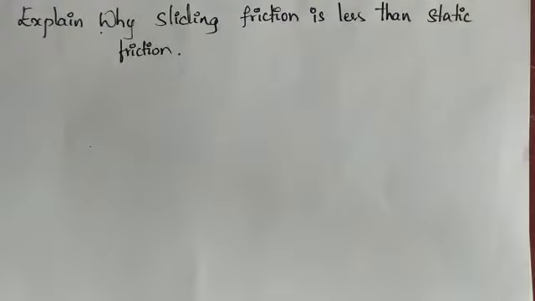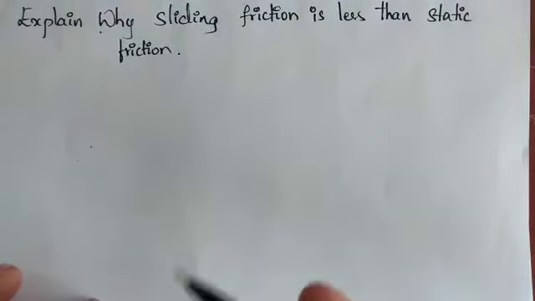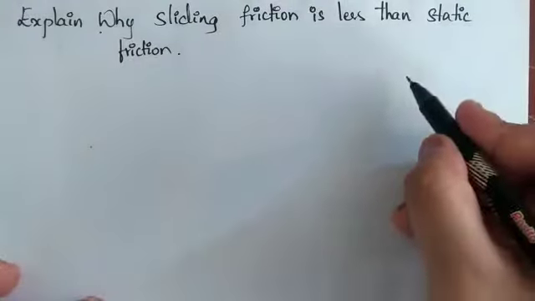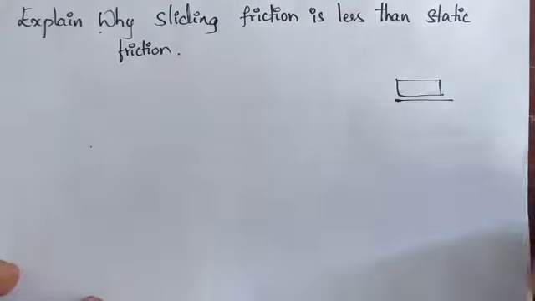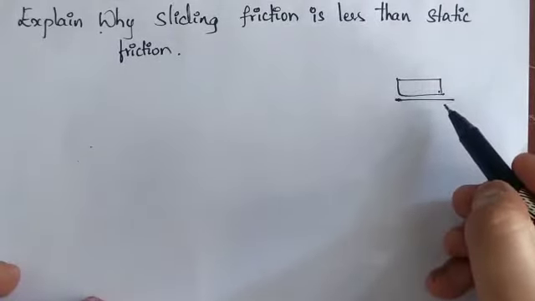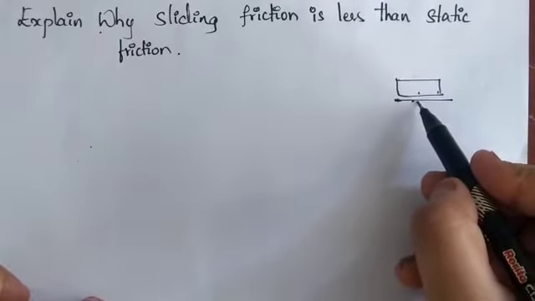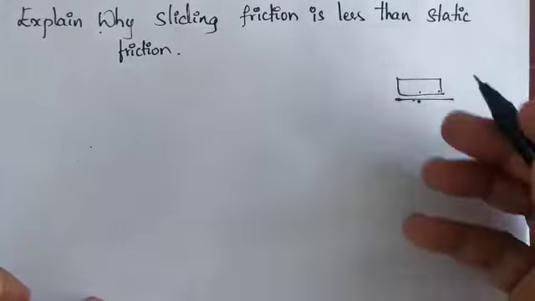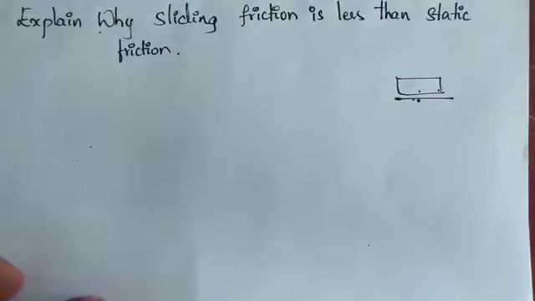So the next, very important question is: explain why sliding friction is less than static friction. To understand that, let us revise what we know about sliding and static friction. Static means the object is in a rest position. If you consider this a box on the ground, the object is static, kept at rest. In that case, the interlocking between the ground and the surface of the object is very strong. There we have to apply more force to overcome the static friction.